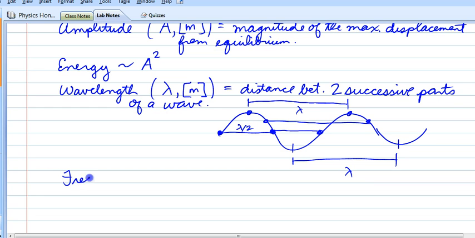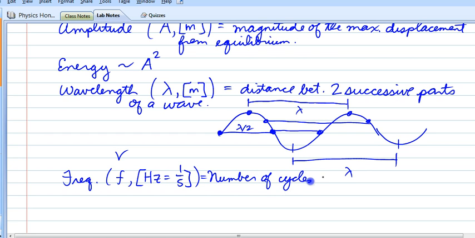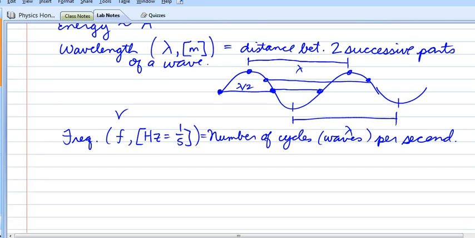Next, we can talk about the frequency. And the frequency is F, although in chemistry you sometimes use the Greek letter nu, and it's measured in hertz, which is the same thing as 1/seconds, and it's basically the number of cycles, or if you like, you could think about the number of waves per second. And we'll talk a lot more about frequency.